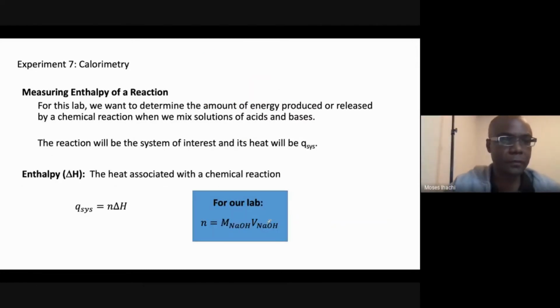Okay, then assume we have Q. How do we get delta H, the goal of the experiment? To find the enthalpy change, which is delta H, we'll have to find Q of the system. The Q of the system is going to be equal to negative Q of the water. The water happens to be our surrounding.